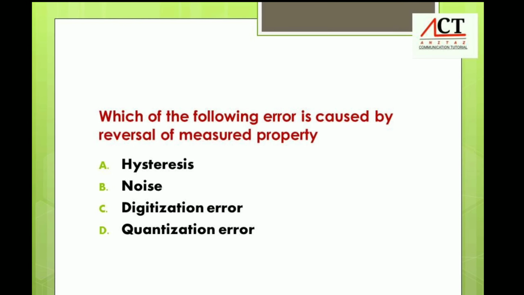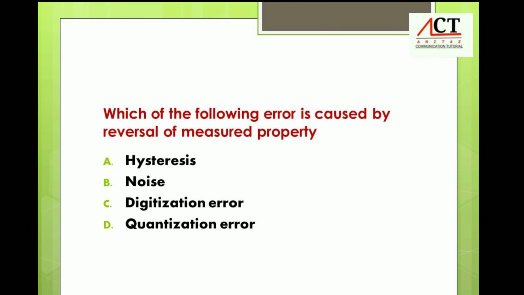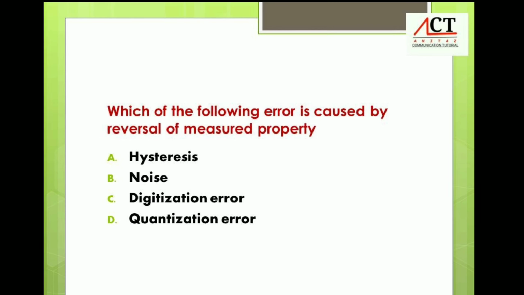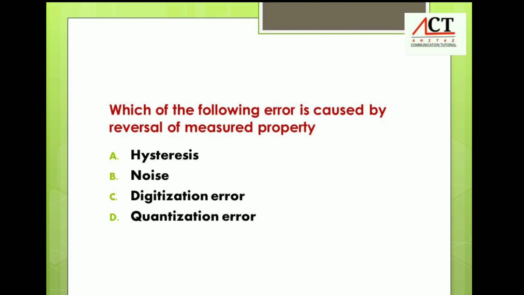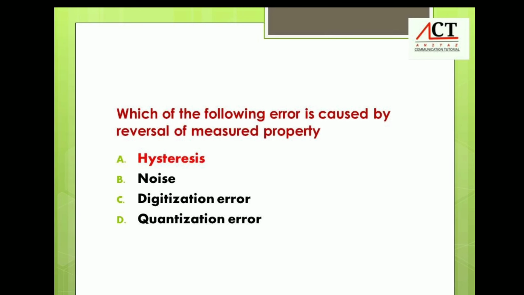Question is, which of the following errors is caused by reversal of measured property? A, hysteresis, B, noise, C, digitization error, and D, quantization error. Correct answer is option A, that is hysteresis.